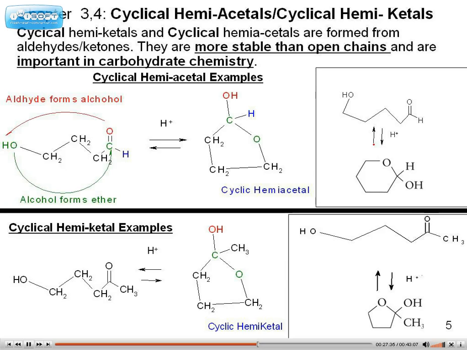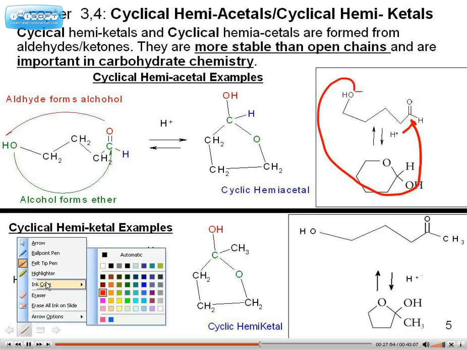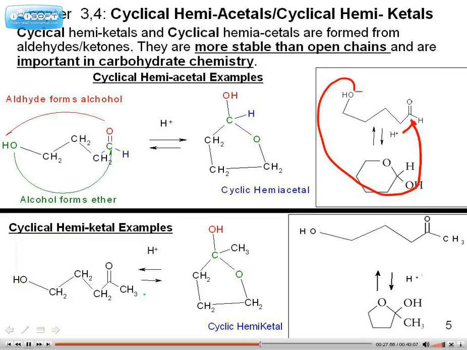So in my example to the right, here I have a line angle structure. The oxygen is going to wrap around itself. The alcohol is going to wrap around itself and form an ether. The aldehyde is basically going to, and I'll draw this in a separate color, maybe I'll use blue.